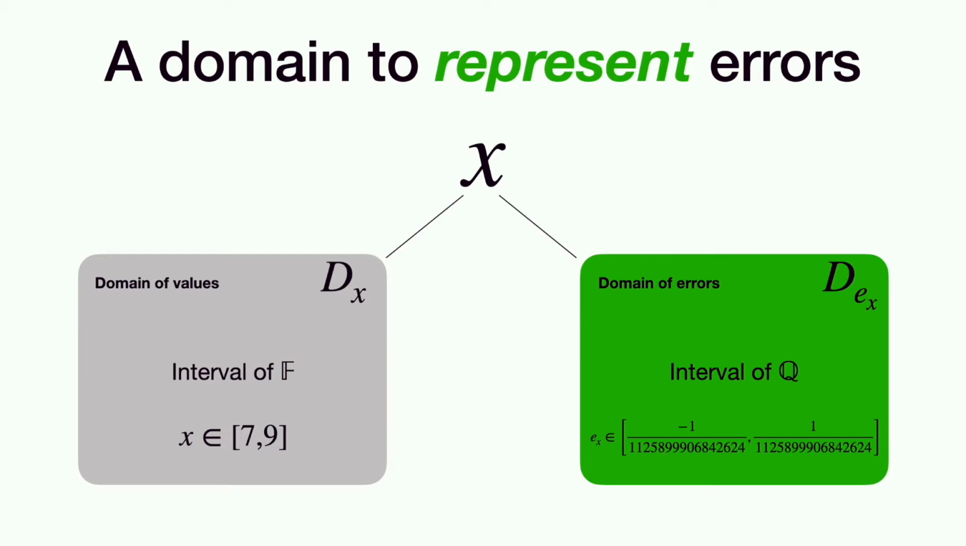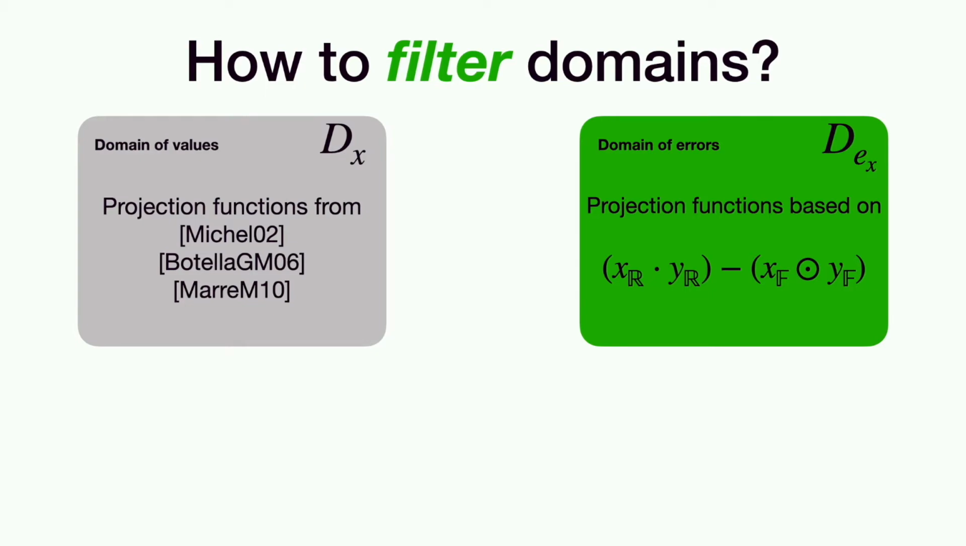With this, for any floating point variable of a constraint network, we will have both a domain of values and a domain of errors. So how will we go about filtering them? For the domain of values, we will use projection functions from a previous work by Claude and Michel. Those functions can manipulate floating point numbers to compute bounds and values, but they are not adapted to compute errors. Thus, we define new projection functions that are based on a formula to compute errors.